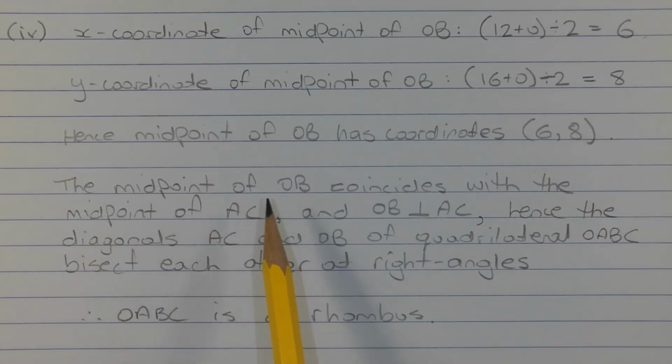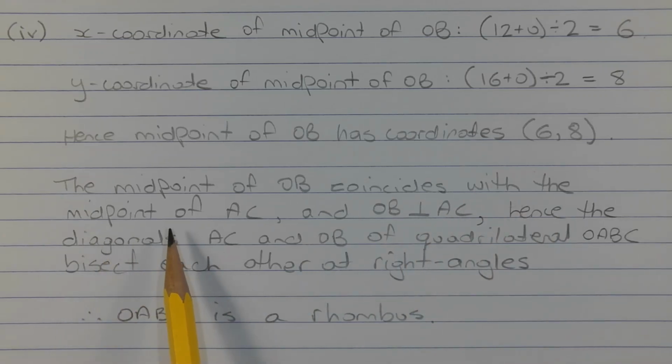Now the midpoint of OB coincides with the midpoint of AC, and OB is perpendicular to AC, which we proved in part 3. Hence, the diagonals AC and OB of quadrilateral OABC bisect each other at right angles. That means the two diagonals cut each other in half and they meet at 90 degrees. Therefore, OABC is a rhombus.